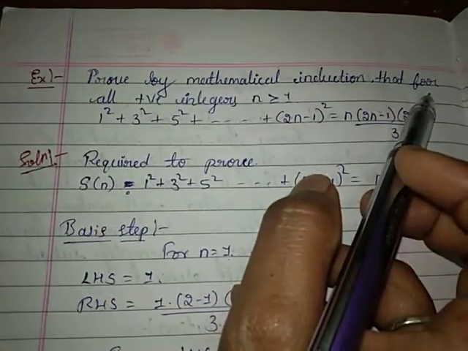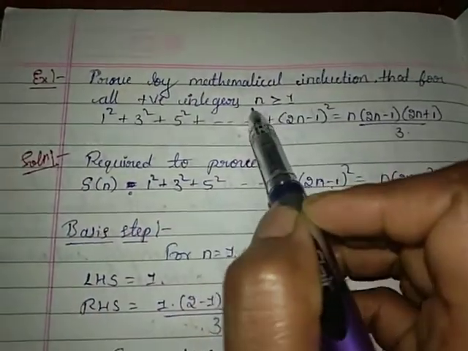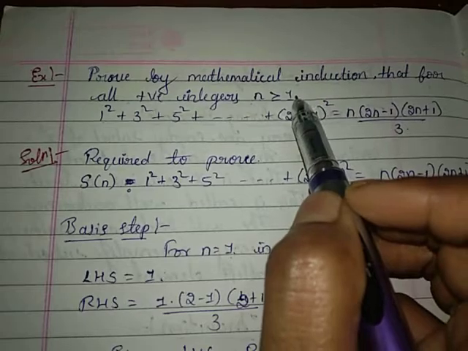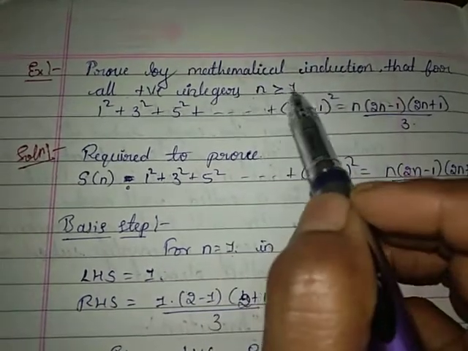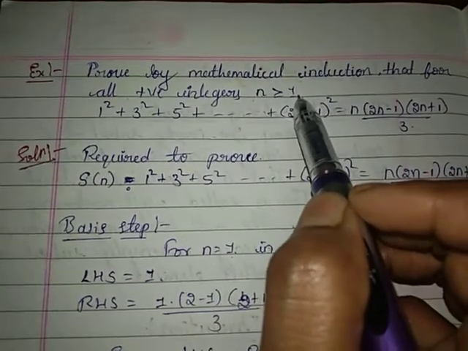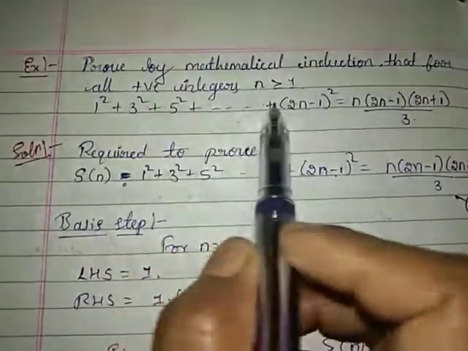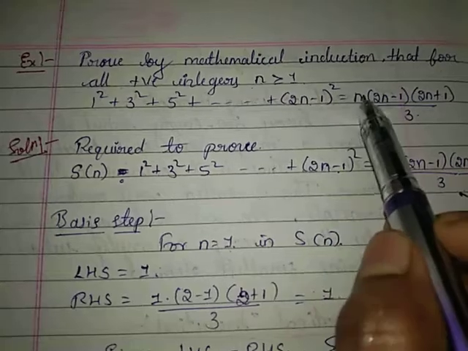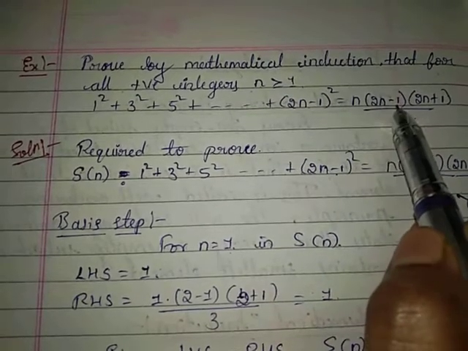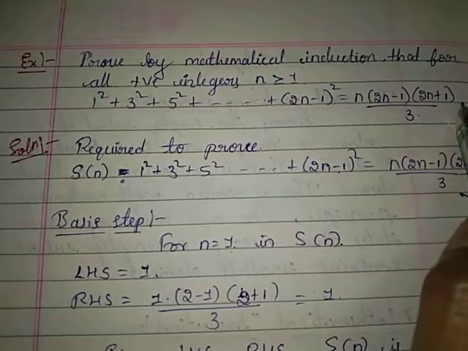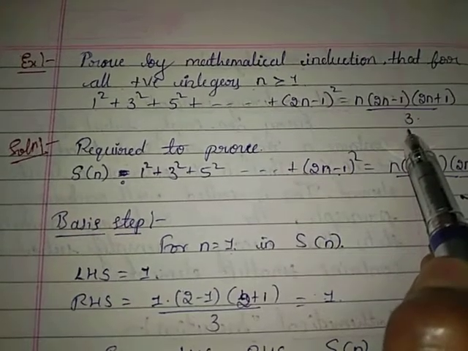Prove by mathematical induction for all positive integers n, where n is greater than or equal to 1. They have given a restriction on n, that is, n should be greater than or equal to 1. So the statement will be 1 square plus 3 square plus 5 square and so on plus (2n minus 1) whole square is equal to n into (2n minus 1) into (2n plus 1) divided by 3.